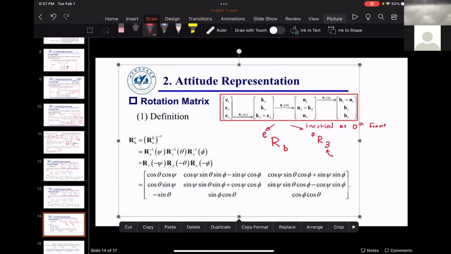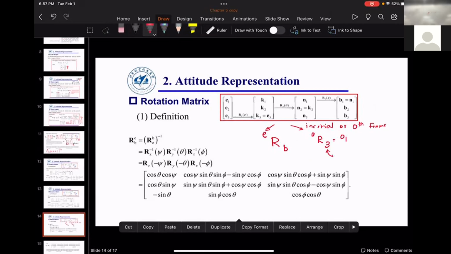So to go from R0, R3, you will go 0, R1, 1, R2, 2, R3. And these are the rotation matrices that come over here. And please note, this matrix is the same matrix that we derived. And as you can see, this is the matrix that we have derived. So the concepts that we studied in robotics 1 are going to be applicable in robotics 2.